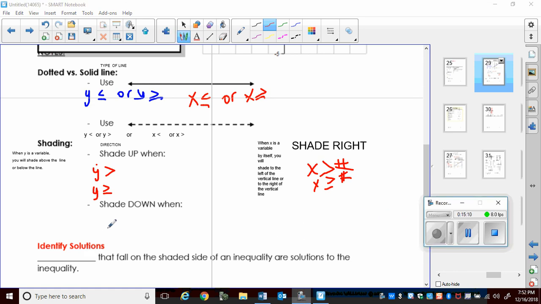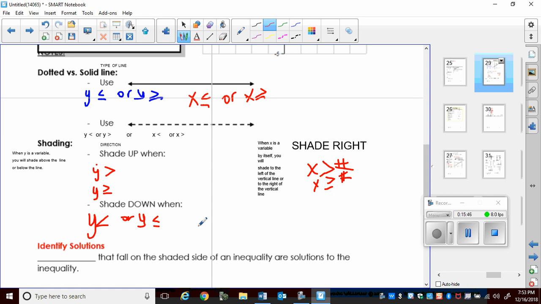All right. So next we're going to deal with what it looks like for less than. If we have y is less than, or y is less than or equal to, then we're going to shade down. We're going to shade in the downward direction. We're going to shade below the line. And I like "below the line" or "above the line" for y. That's what you're dealing with.